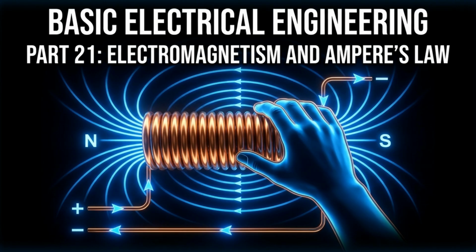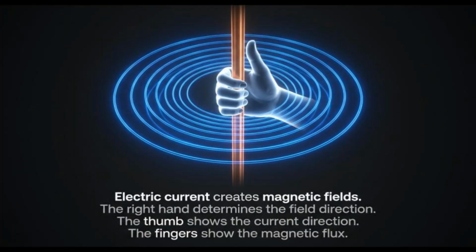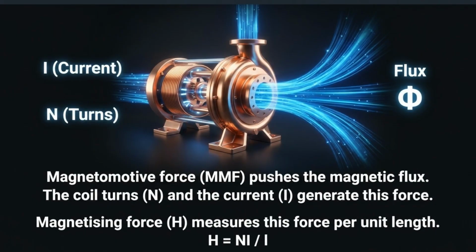Today, we delve into electromagnetism and Ampere's law, examining the relationship between current and magnetic fields. Electric current is the source of magnetic fields. We can use the right-hand rule to find the direction of the magnetic field. Magnetomotive force, or MMF, pushes the magnetic flux. The current I and the number of coil turns, N, generate this force.